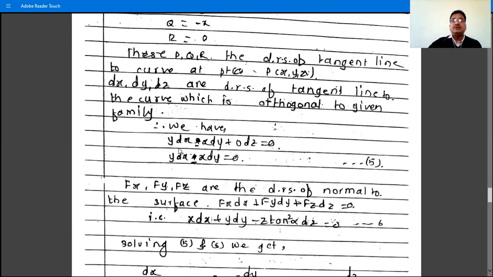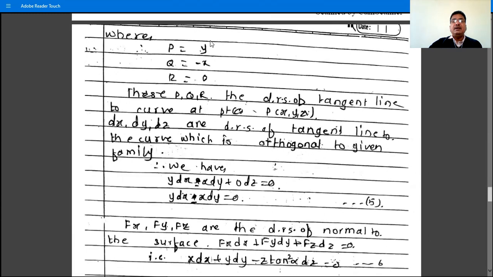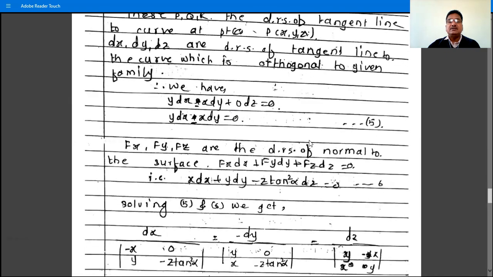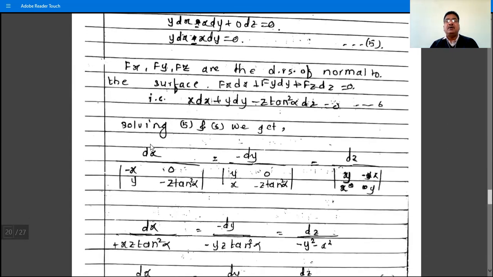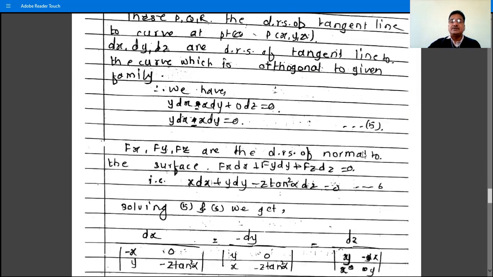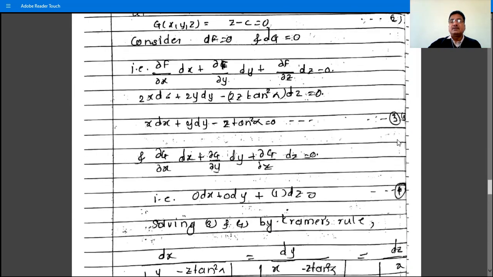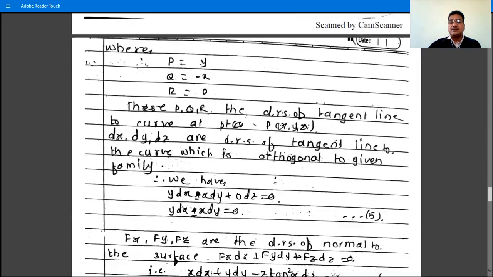Therefore by the condition of orthogonality we have that P into dx plus Q into dy plus R into dz is equal to 0, that is y dx minus x dy plus 0 dz is equal to 0. That is, we have this equation, and it is equation number 5. Then Fx, Fy, Fz are the direction ratios of the normal to the surface, and therefore Fx dx plus Fy dy plus Fz dz is equal to 0. That is, we have x dx plus y dy minus z tan square alpha dz is equal to 0. This is equation number 6. Actually, this is equation number 3. Equation 3 and equation 6 are both the same.